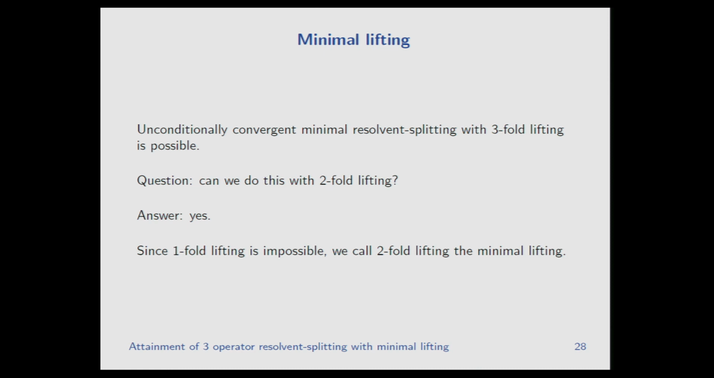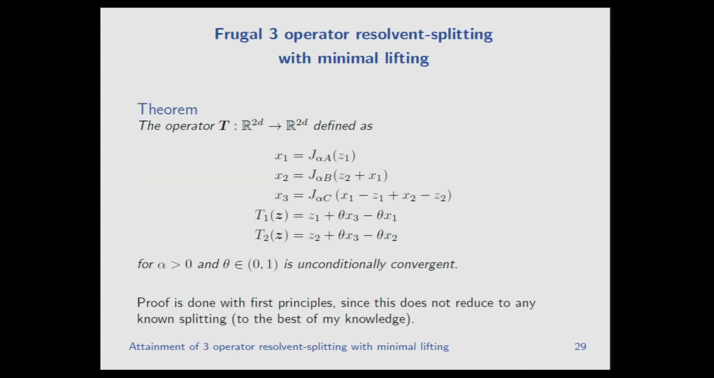Can we do this with twofold lifting? That's the follow-up question I wish to answer. And the answer is yes. We can achieve this with twofold lifting. And since one-fold lifting is impossible, as I've demonstrated, I'm going to call twofold lifting the minimal lifting. So this is the result that proves that point. This operator, which maps from R2D to R2D, defined in this way, is unconditionally convergent for any positive alpha and theta between 0 and 1.